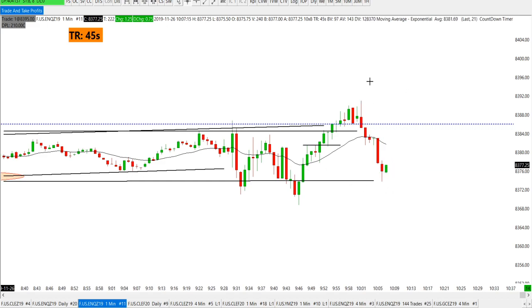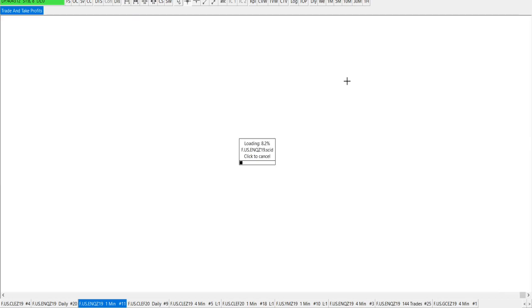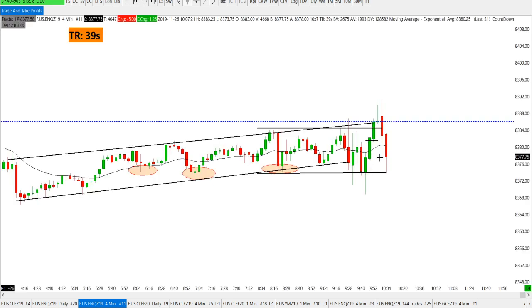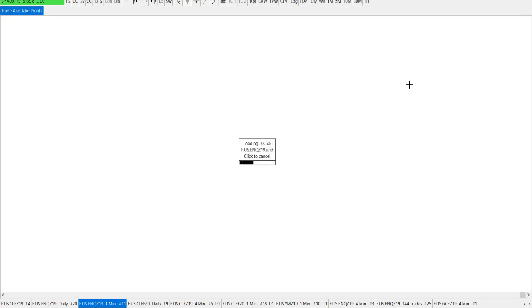So it's a strong possibility that we could continue to go down and make lower lows. Now they can do something where they find support right here and go back up. Yeah, that's a possibility. But right now, I'm on the sidelines and I'm trying to see what the smart money is doing.